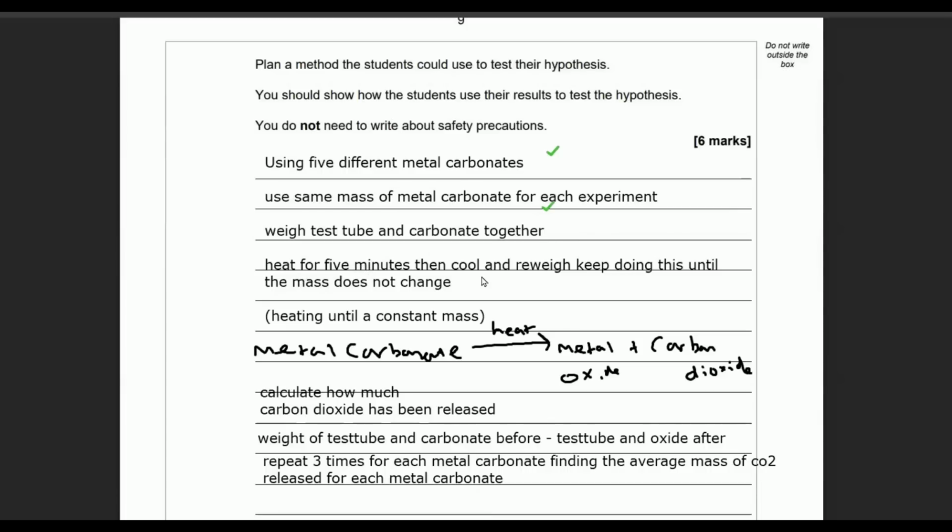Heat for 5 minutes, then cool, reweigh. Keep doing this until the mass doesn't change. So telling them to heat and then do it till a constant weight. Calculate how much carbon dioxide has been released. How do we do that?